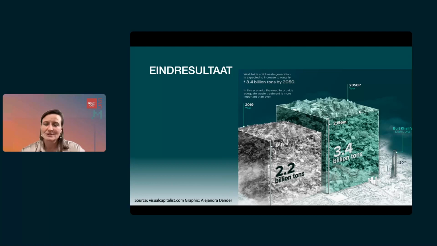And on your right-hand side, as you construction experts know, is the Burj Khalifa in Dubai, just to give perspective to those two quarters which you are seeing here.